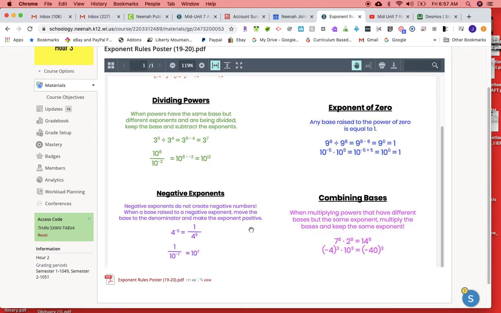Then dealing with negative exponents, they do not create negative numbers. So when a base is raised to a negative exponent, all we do is move the base to the denominator, the bottom of the fraction, and make the exponent positive. So if we have 4 to the negative 5th, all we're doing is dropping that down in a fraction on the bottom and putting the 1 on top.